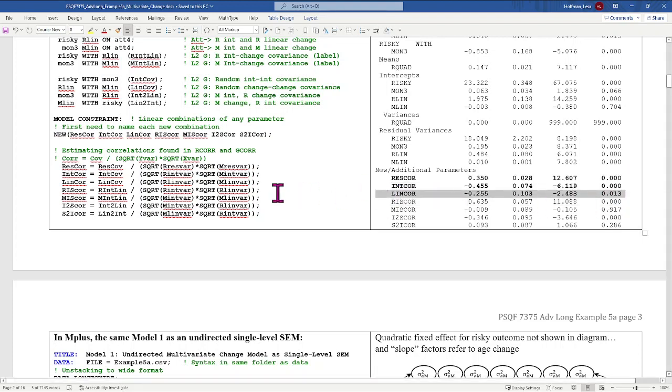Likewise, among the change slopes, the linear change slopes to be specific, girls who had increased in risky behavior more than other girls also were likely to have decreased more in monitoring than other girls. So there's a negative association among the change slopes as well as among the intercepts.